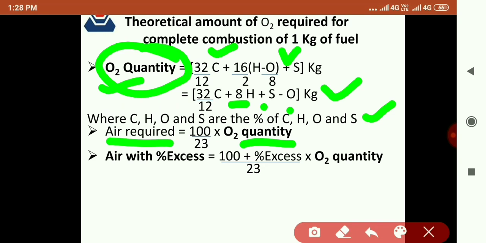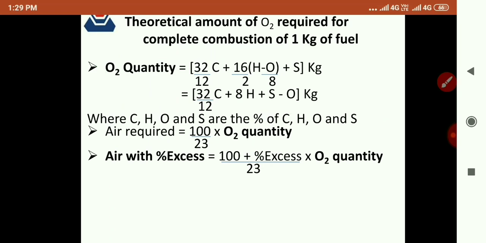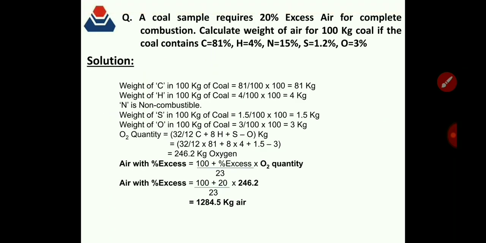इसी तरह अगर परसेंटेज एक्सेस दिया हुआ है तो एयर विद एक्सेस परसेंटेज इज इक्वल्स टू 100/23, 100 प्लस परसेंटेज एक्सेस अपॉन 23 कर देंगे और इंटू ऑक्सीजन क्वांटिटी। राइट. सो ये फॉर्मूले हमें याद रखने हैं। इससे रिलेटेड एक प्रॉब्लम हमने यहाँ पर ली हुई है। अब इस क्वेश्चन को देखिए.